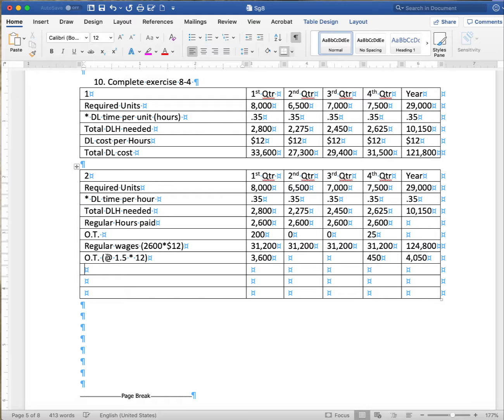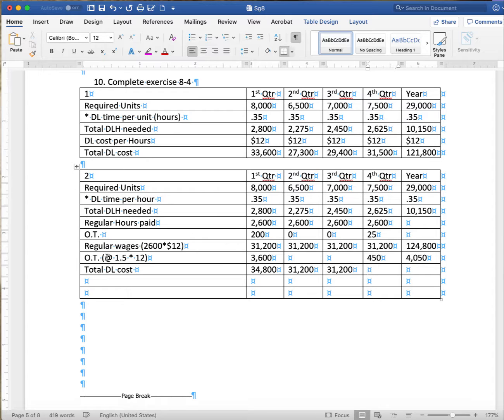Okay, so what then is the total direct labor cost? Well, I just take my regular wages plus my overtime. So the direct labor cost for quarter 1 is $34,800 because I have to add the overtime to the regular hours. Quarters 2 and 3, my direct labor cost is $31,200, what they're guaranteed. Fourth quarter, I pay a little bit of overtime, $450.